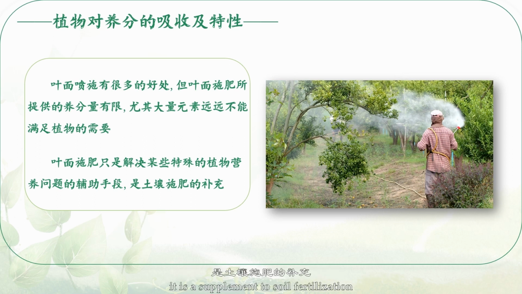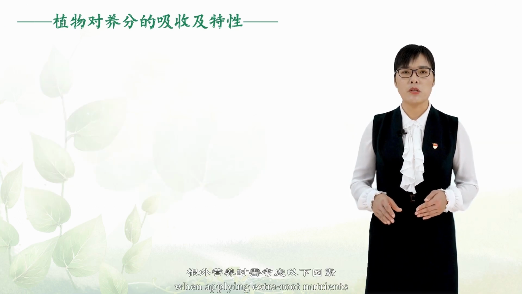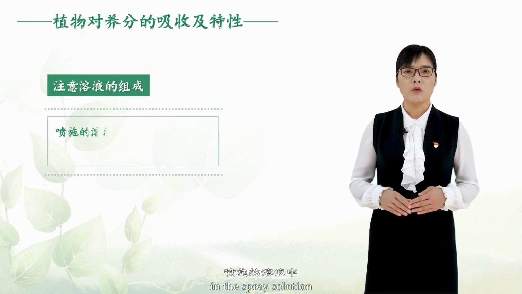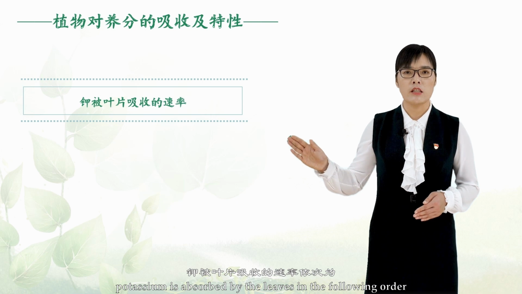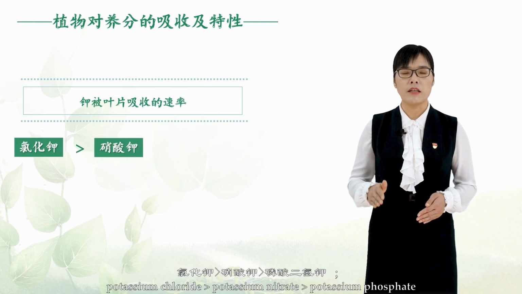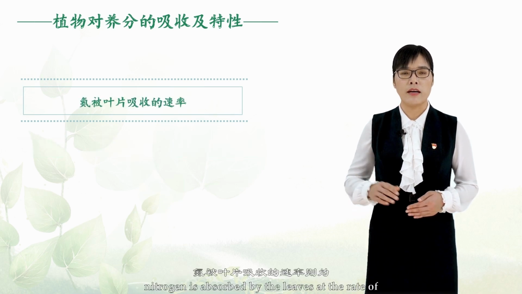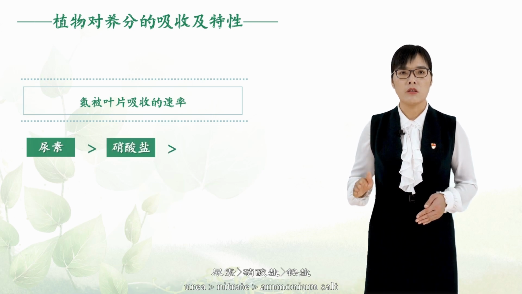It is a supplement to soil fertilization. The following factors need to be taken into account when applying extra root nutrients. 1. Pay attention to the composition of the solution in the spray solution. Different solutes are absorbed by the leaves at different rates. Potassium is absorbed by the leaves in the following order: potassium chloride, potassium nitrate, potassium phosphate. Nitrogen is absorbed by the leaves at the rate of urea, nitrate, ammonium salt.